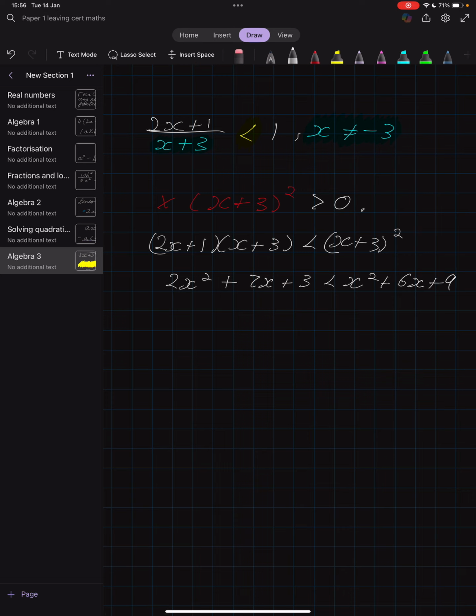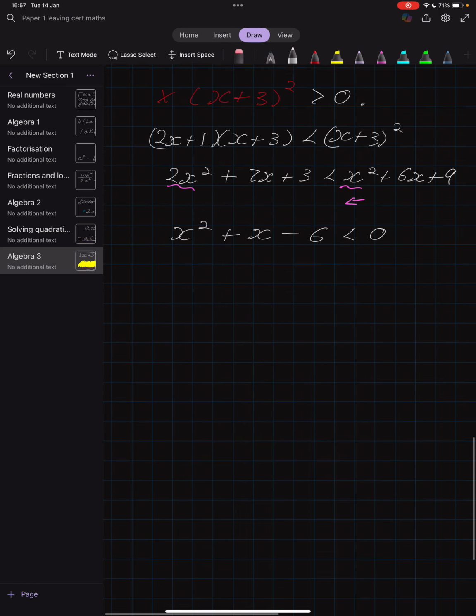Now, this is just me personally. I always want the x squared to be positive, and therefore I'm going to bring this guy to the left hand side because I have more x squareds on the left hand side. That's just a personal preference. If you want to do it a different way, you can. I just prefer this way. So when I do it, what I get is x squared plus x minus 6 is less than 0.